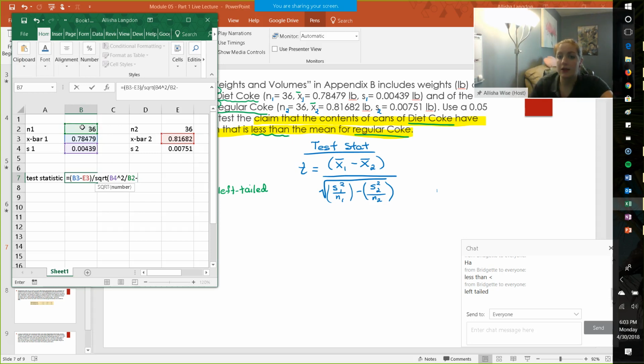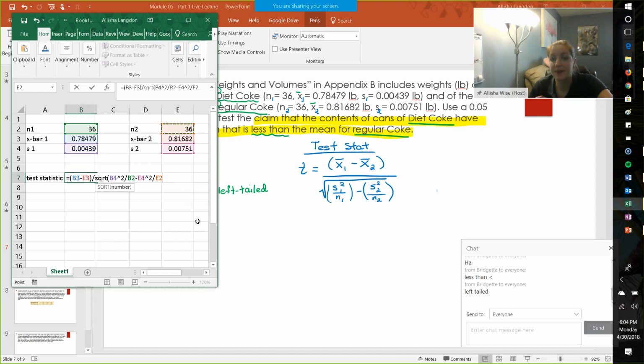Hit subtract. So here I am in the formula. All we did was type in this first part. Now we need to subtract and type in the second part, S sub 2 squared. So I'm going to grab S sub 2, and again square it by hitting Shift 6, 2. That's going to square that number. I'm going to divide it by N2. N2 is our sample size of group 2, which is 36.